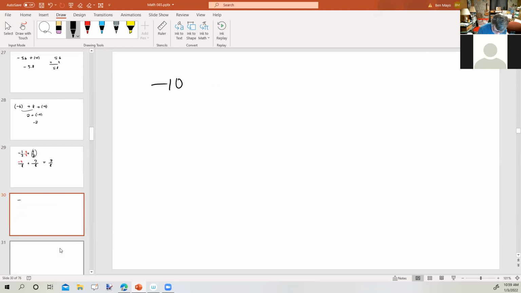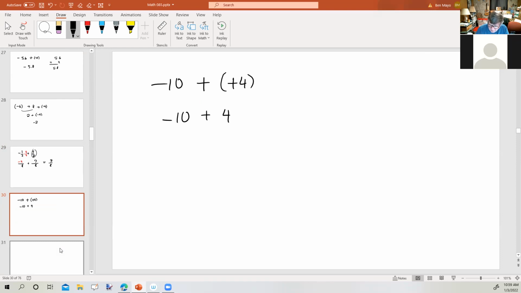Here we have negative 10 minus negative 4. Subtracting a number is like adding its opposite. So subtracting a negative is like adding a positive. So now we're adding two numbers with different signs. Okay.